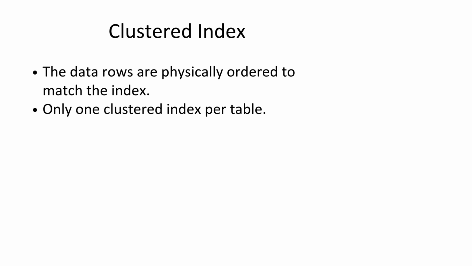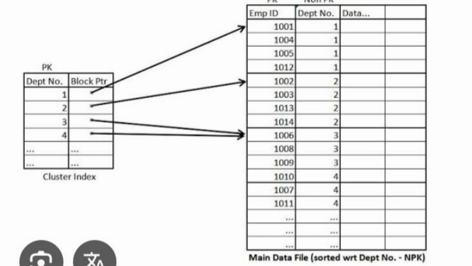Clustered index. A clustered index sorts the actual data rows in the table based on an index key. There can be only one clustered index per table. It is efficient for range queries and queries that sort by the column.